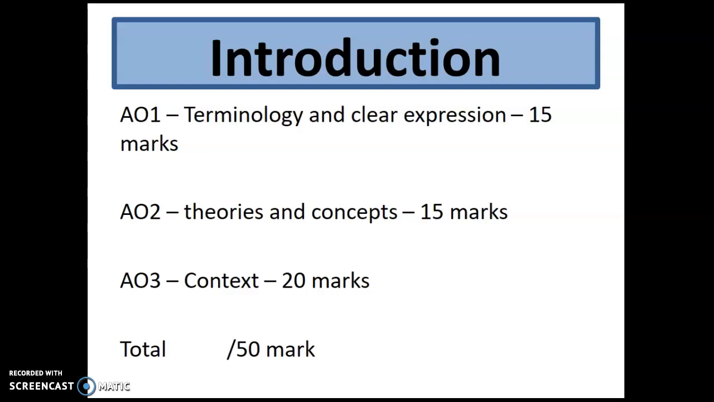AO3, context, is with 20 marks. So this is the dominant assessment objective. 20 marks as opposed to 15 for AO1 and AO2. Context, of course, is the background of things. So that gives you a total mark out of 50.